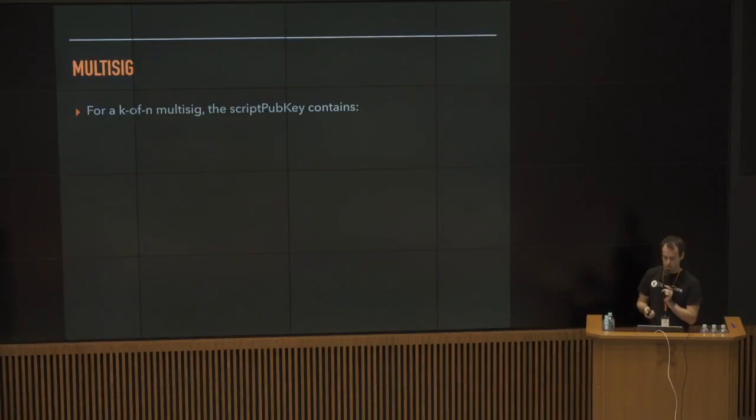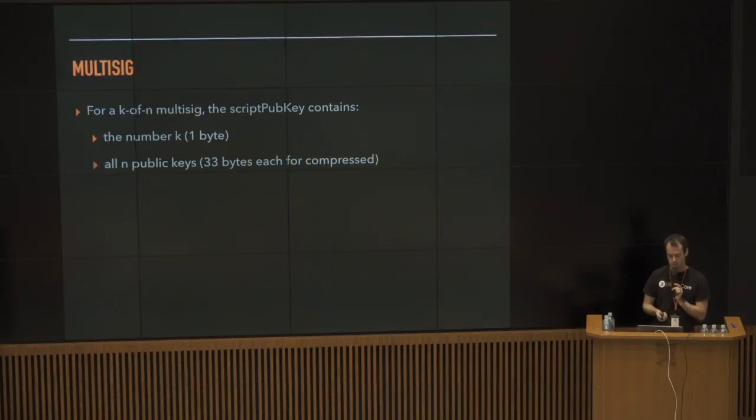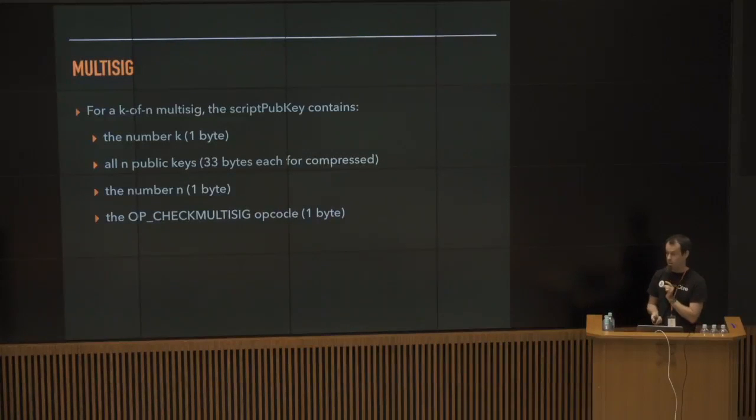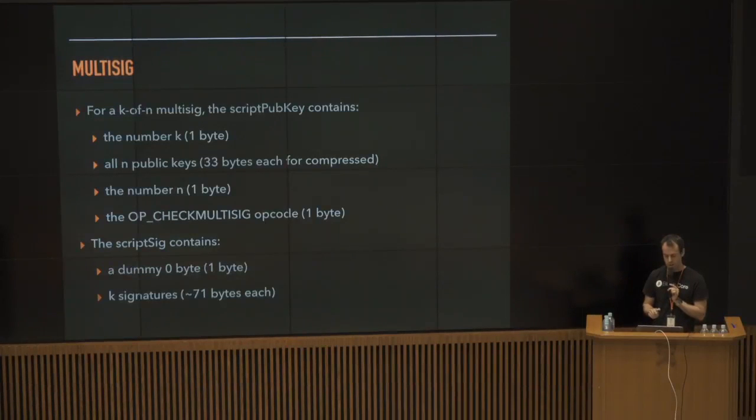For a K-of-N multisig, the script pub key, so this is a locking condition, contains the number K, that's how many people need to sign. That's 1 byte, usually. Then all N public keys, and again, those are 33 bytes each if we're using compressed pub keys, or 65 bytes if they're uncompressed. And then the number N, that's the number of public keys. And then OP_CHECKMULTISIG, that's another opcode, 1 byte. And the script sig, this is what's unlocking, this is what the spender provides, contains a dummy byte because there's an off-by-1 error, and then K signatures, each of which are usually 71 bytes.